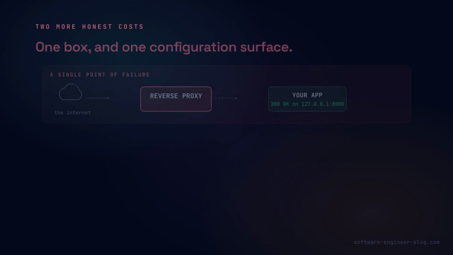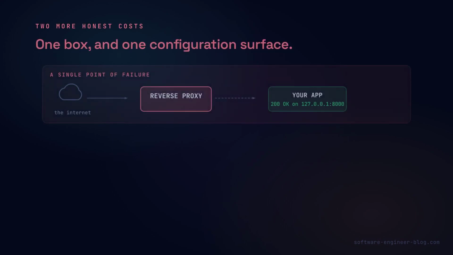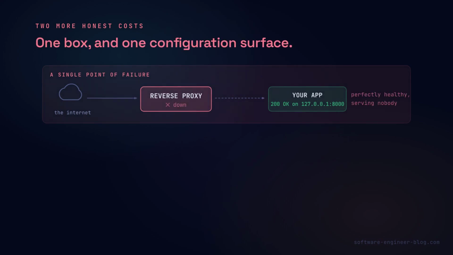Two more honest costs. It is a single point of failure. When the proxy dies, your site is down, while your application sits there perfectly healthy, answering on localhost, serving nobody. Make it redundant or accept that risk knowingly.